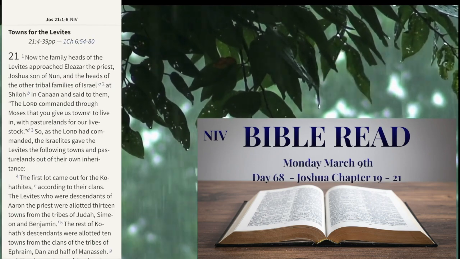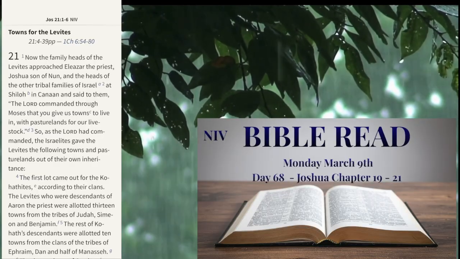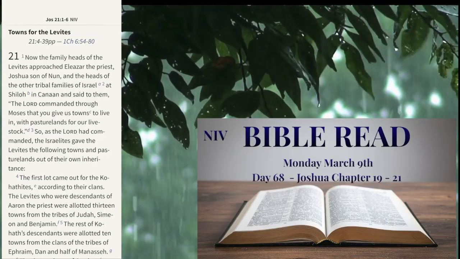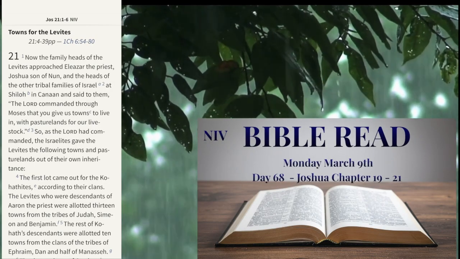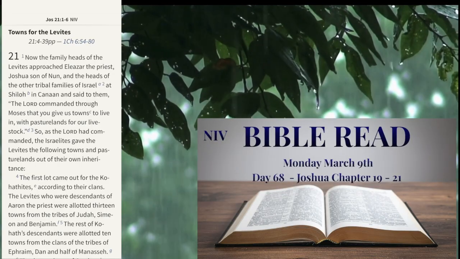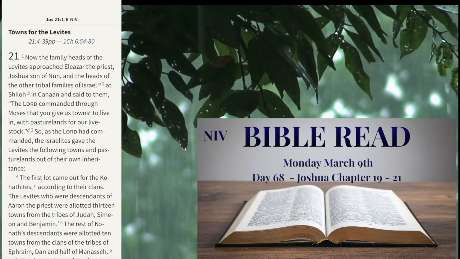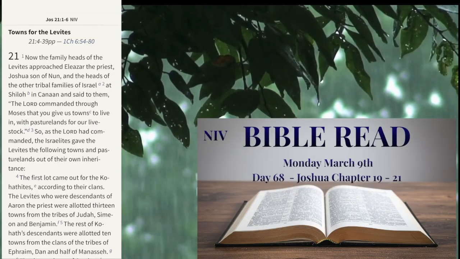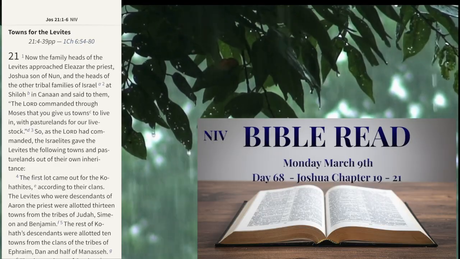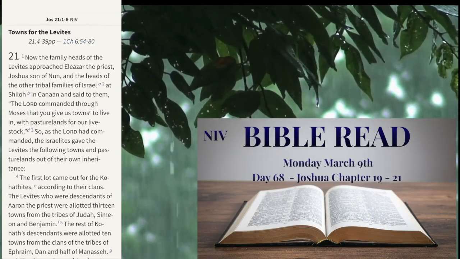Chapter 21. Now the family heads of the Levites approached Eleazar the priest, Joshua, son of Nun, and the heads of the other tribal families of Israel at Shiloh in Canaan, and said to them, "The Lord commanded through Moses that you give us towns to live in, with pasture lands for our livestock." So as the Lord commanded, the Israelites gave the Levites the following towns and pasture lands out of their own inheritance. The first lot came out for the Kohathites according to their clans.